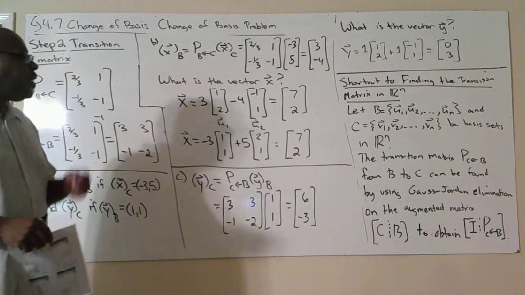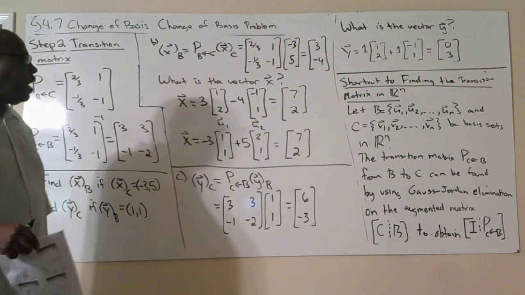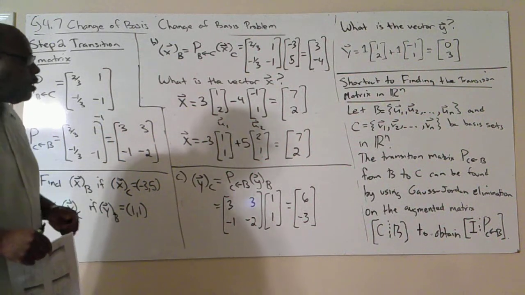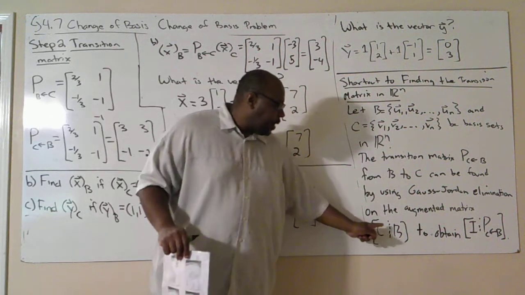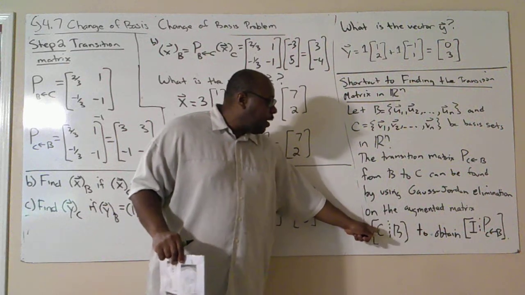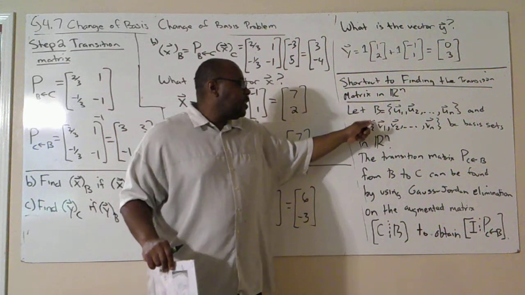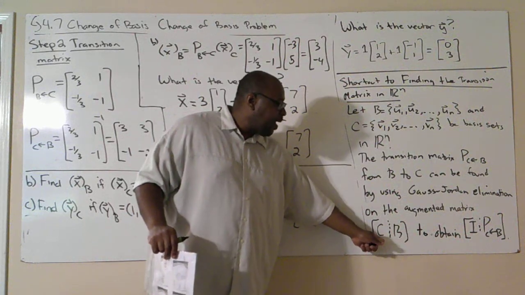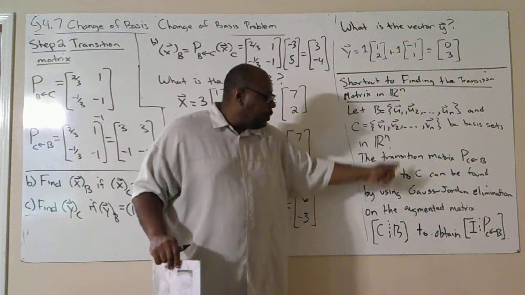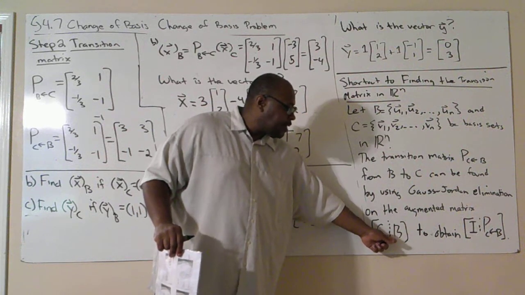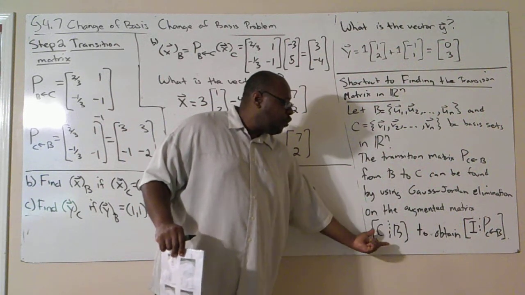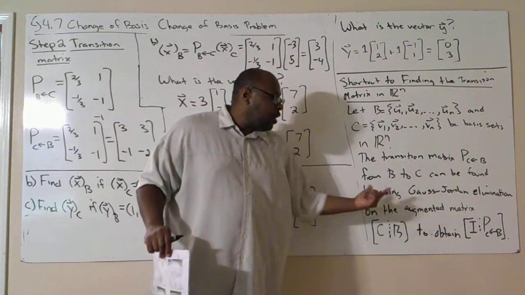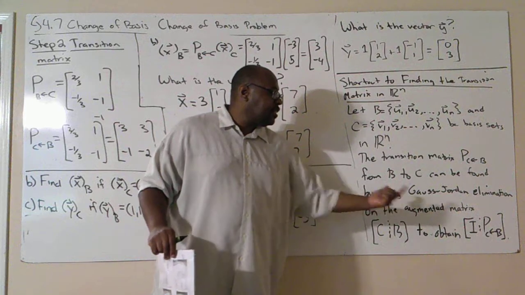Right, so the transition matrix from B to C can be found by using Gauss-Jordan elimination on the augmented matrix from C dot dot dot B. We're going to have the vectors of C as columns on the left hand side, and the vectors of B as columns on the right hand side. When we do reduced row echelon form, we're going to end up with the identity on the left side, and the transition matrix from B to C on the right side.